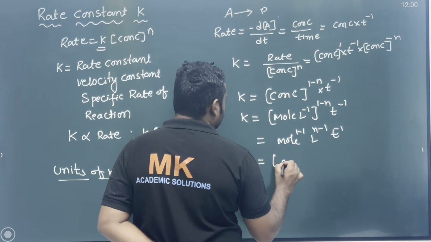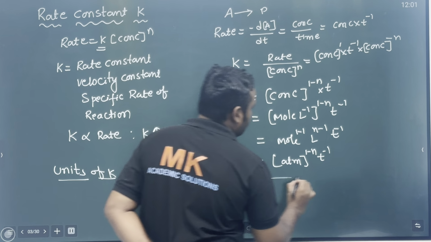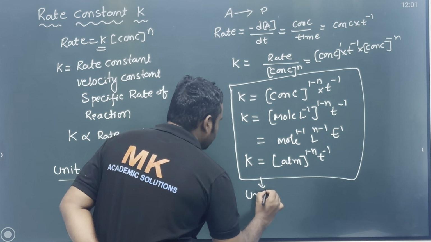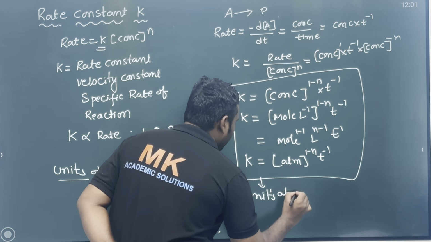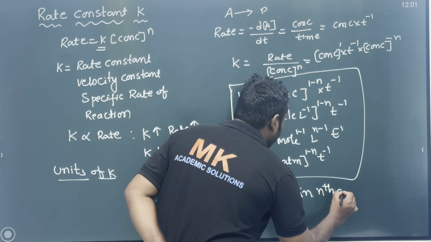Okay, these are the units of K. In place of n we can write any digit like 0, first order, second order, third order, like that. So you will see the units for nth order. These are the units of K in the nth order.